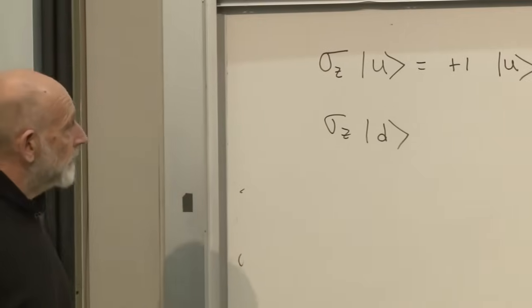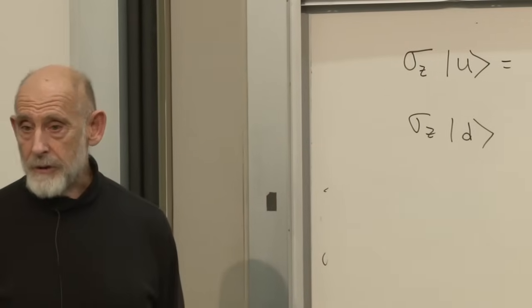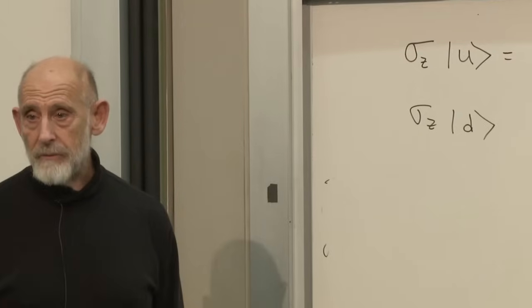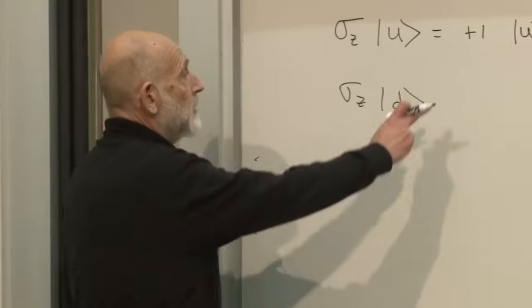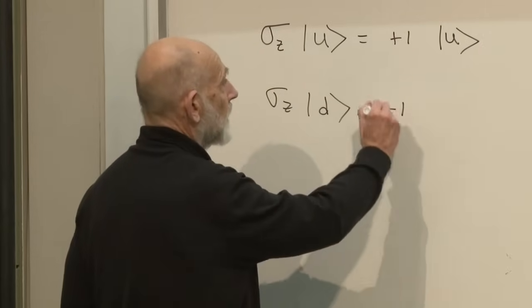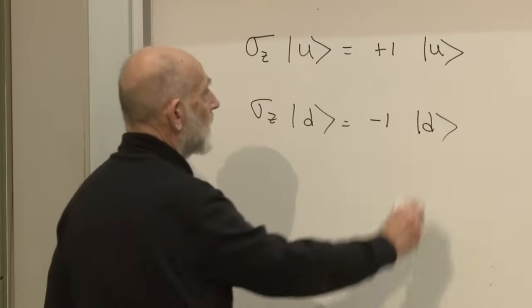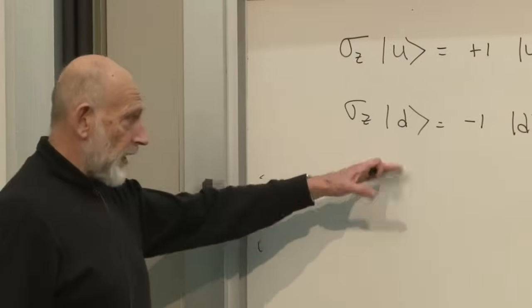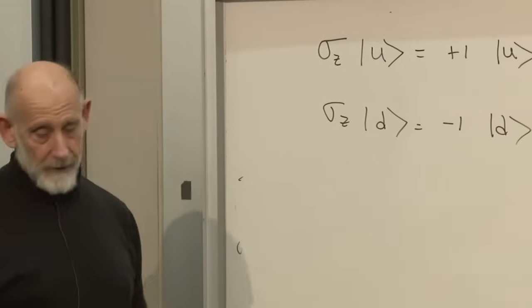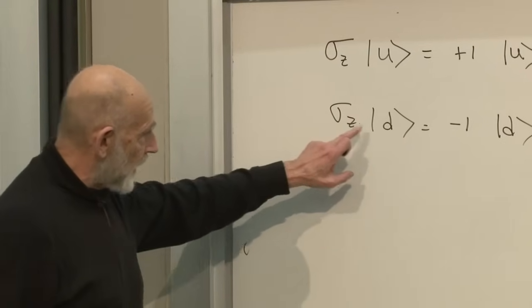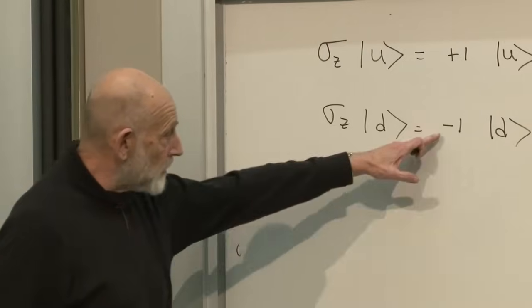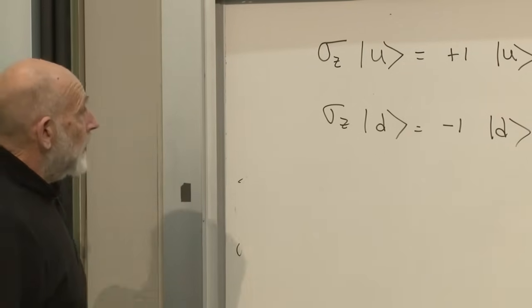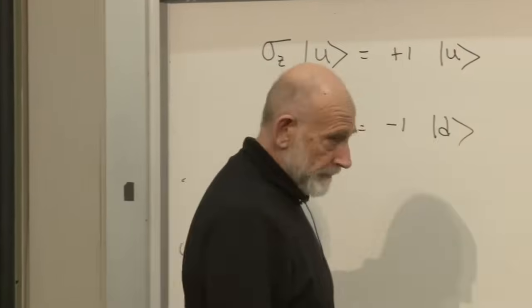What should I write there? Is sigma z definite in the down state? Yes, it's always minus 1. It's going to be minus 1. And that means the eigenvalue is minus 1 times down. It's not sigma z times down equals up. That wouldn't be an eigenvector. An eigenvector has the property that when the operator acts on it, it gives the same direction back times the eigenvalue. So here is what we know about sigma z.